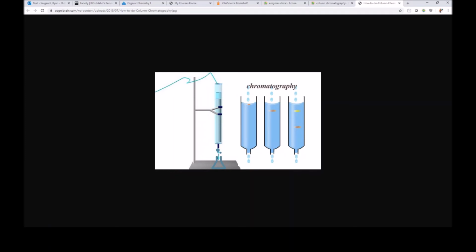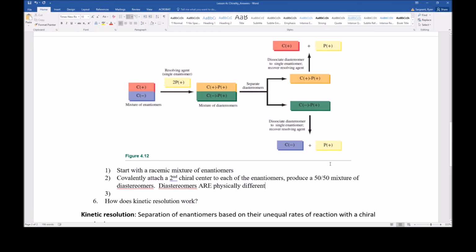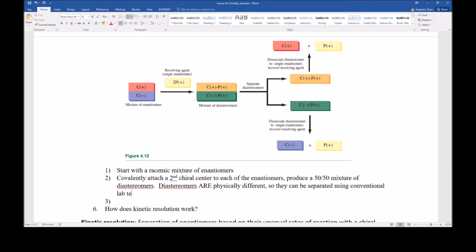Because of the time limitations of the laboratory, we usually only give you things to separate in the laboratory that have large enough differences that you can do it in an hour or so. Okay, so diastereomers are physically different, so they can be separated using conventional techniques, meaning the regular techniques that we typically incorporate in the laboratory. And so now we're to the third part of our flow diagram right here. You isolate the separated diastereomers.